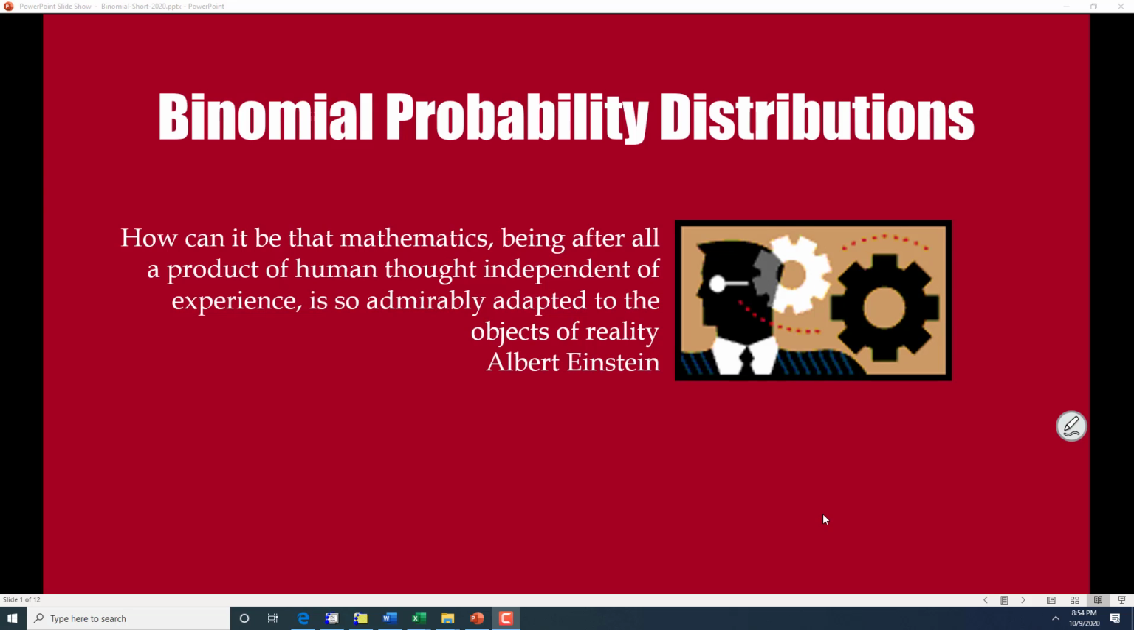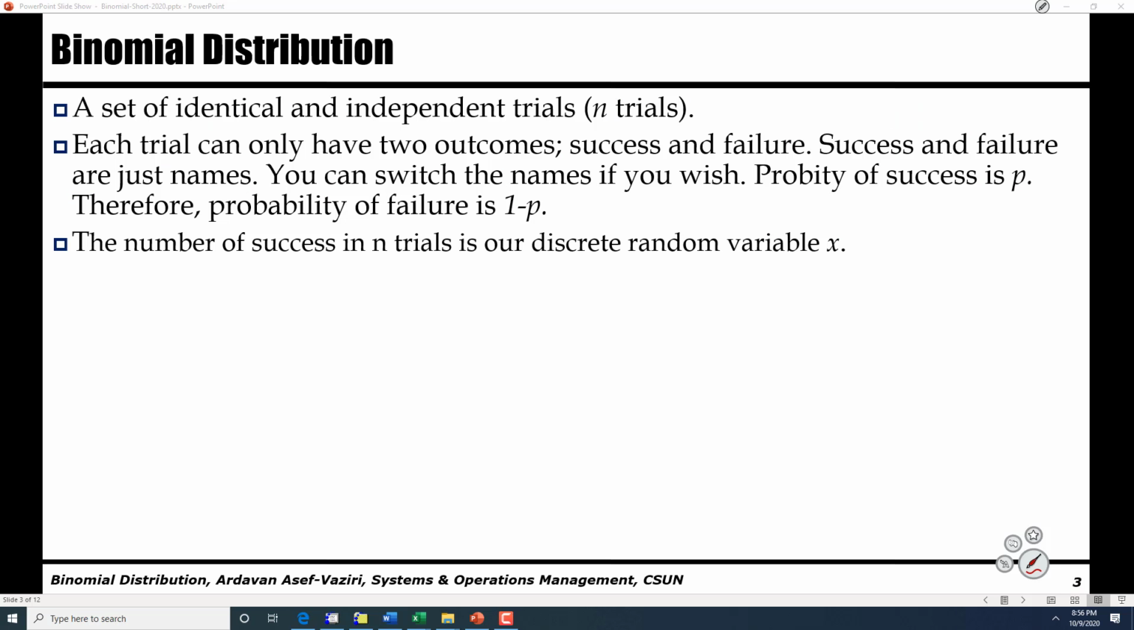We will have a talk about binomial probability distribution, and I will solve a couple of problems. In binomial distribution, we have n trials. We experiment something n times. Probability of success is p, and therefore, because probability of everything is equal to 1, probability of failure is 1 minus p.